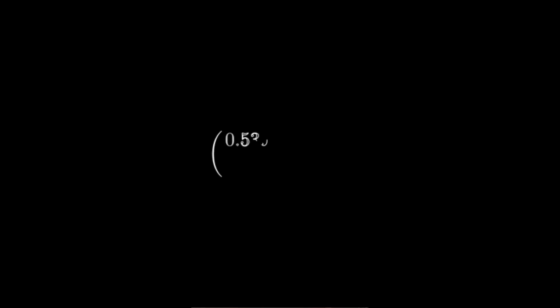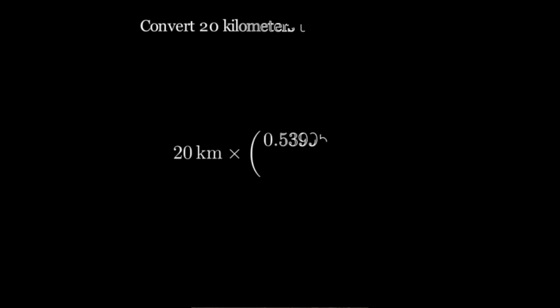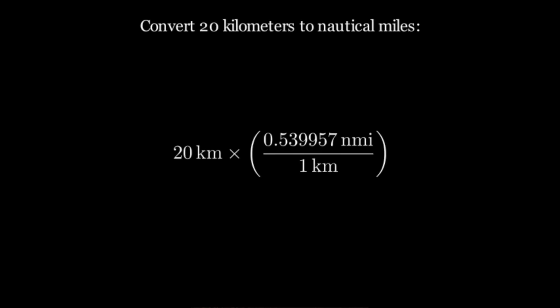There are 0.539957 nautical miles in 1 kilometer. So we use this conversion factor. Convert 20 kilometers to nautical miles. The answer is 10.79914 nautical miles.